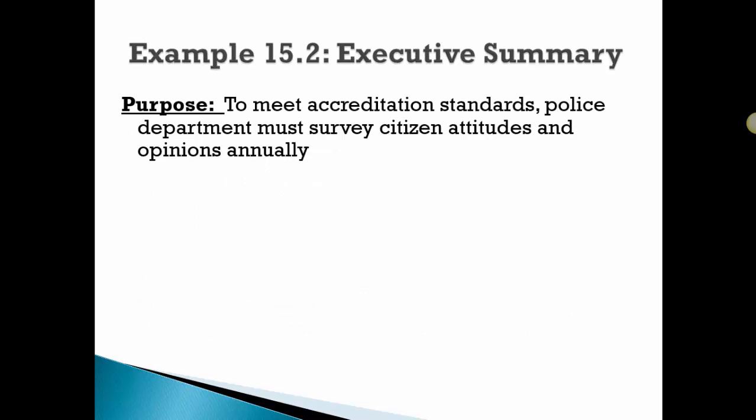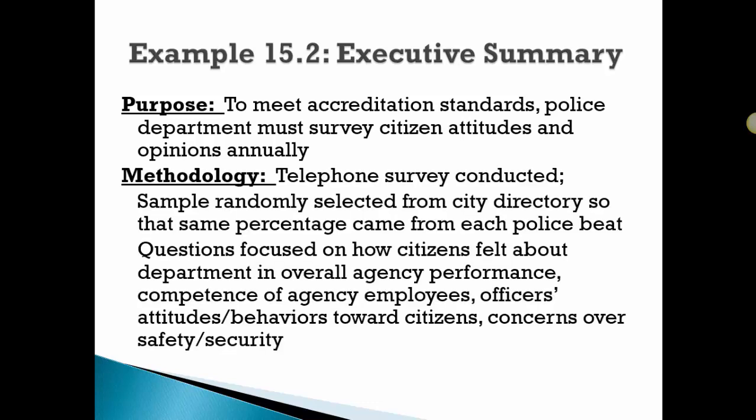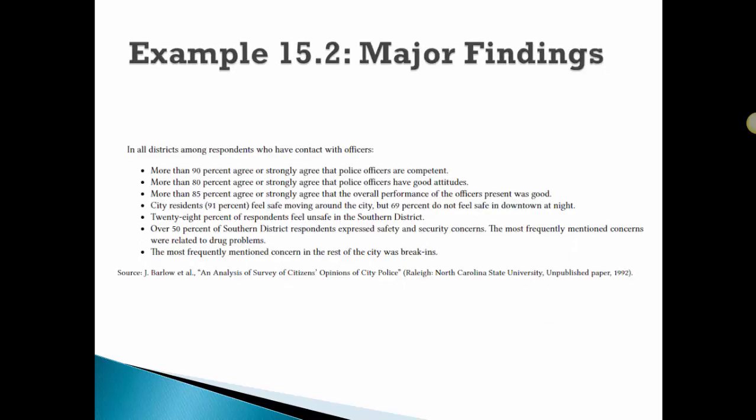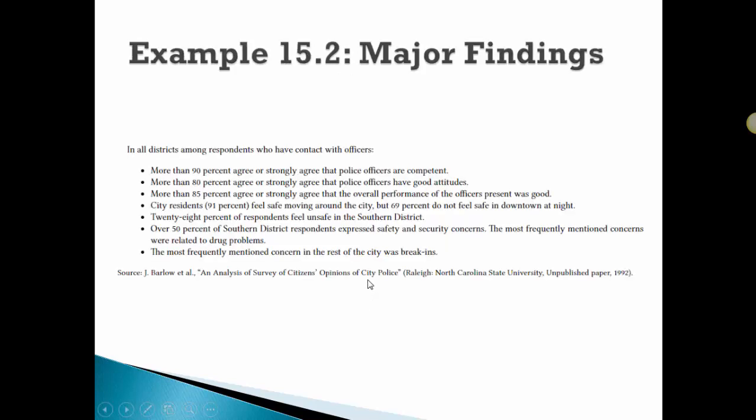So, an example of an executive summary is in example 15.2 in your book. To meet accreditation standards, the police department must survey citizen attitudes and opinions annually. And there's the methodology. They did a telephone survey randomly selected from the city directory, with questions focused on how citizens felt about the department, etc. And so here are the major findings in all the districts, and it goes through the major findings that they had gotten in the report. And so again, the executive, like say the police chief or the police commissioner, can quickly look and see the results of what they got from that particular survey.